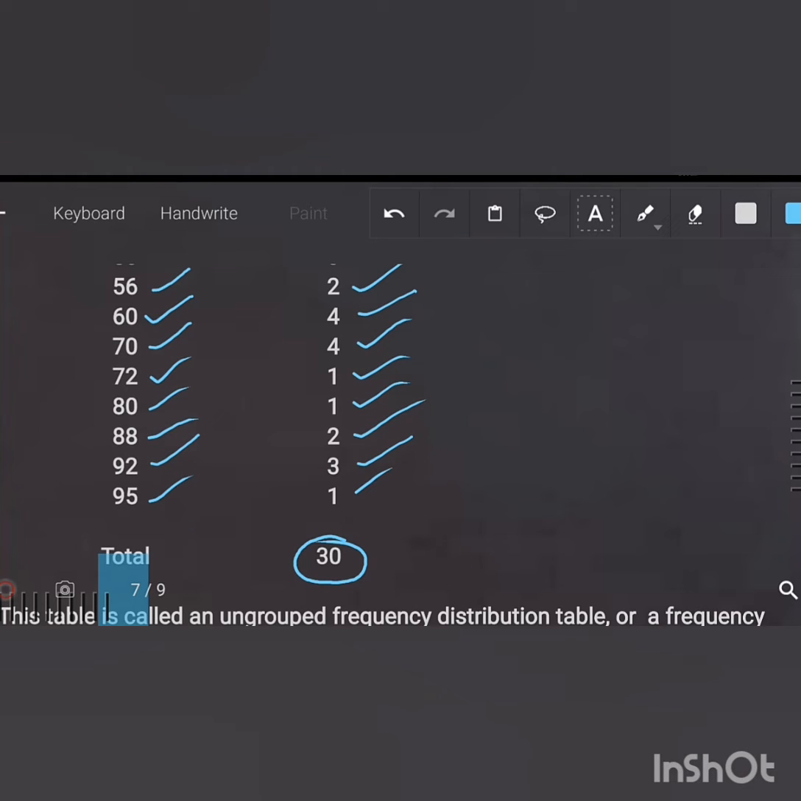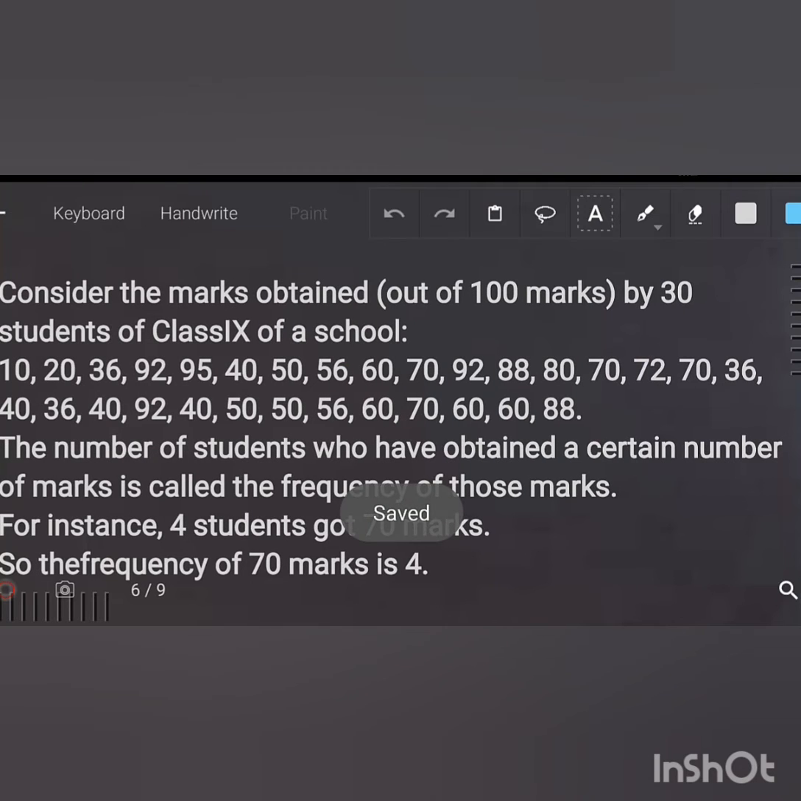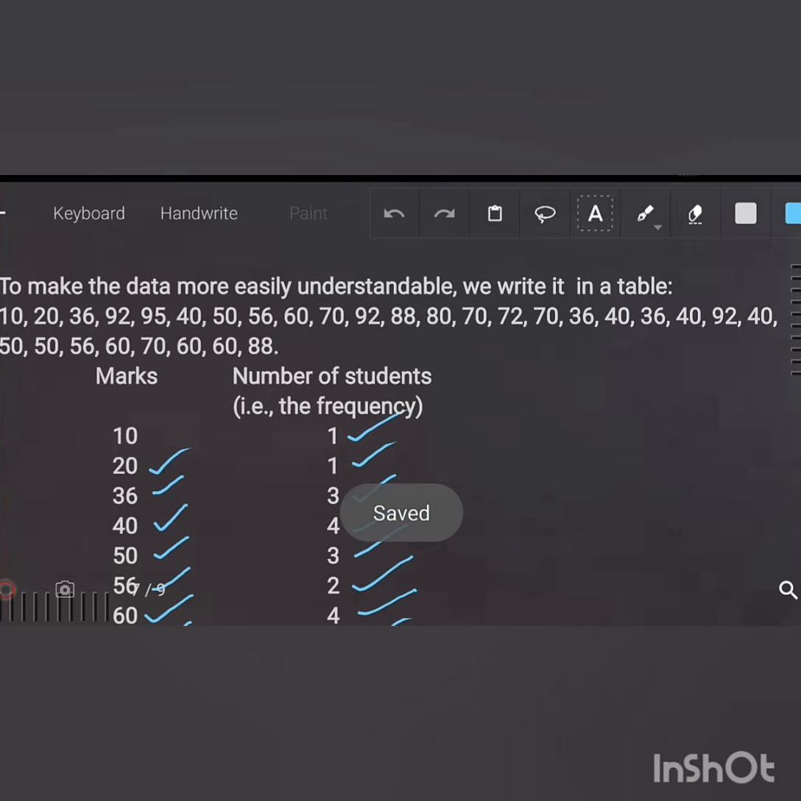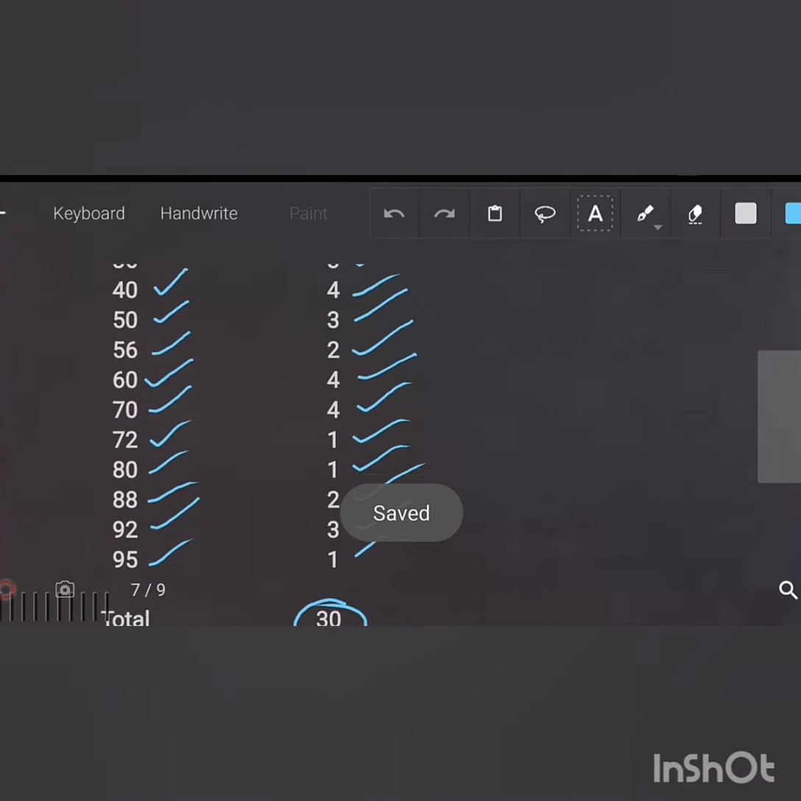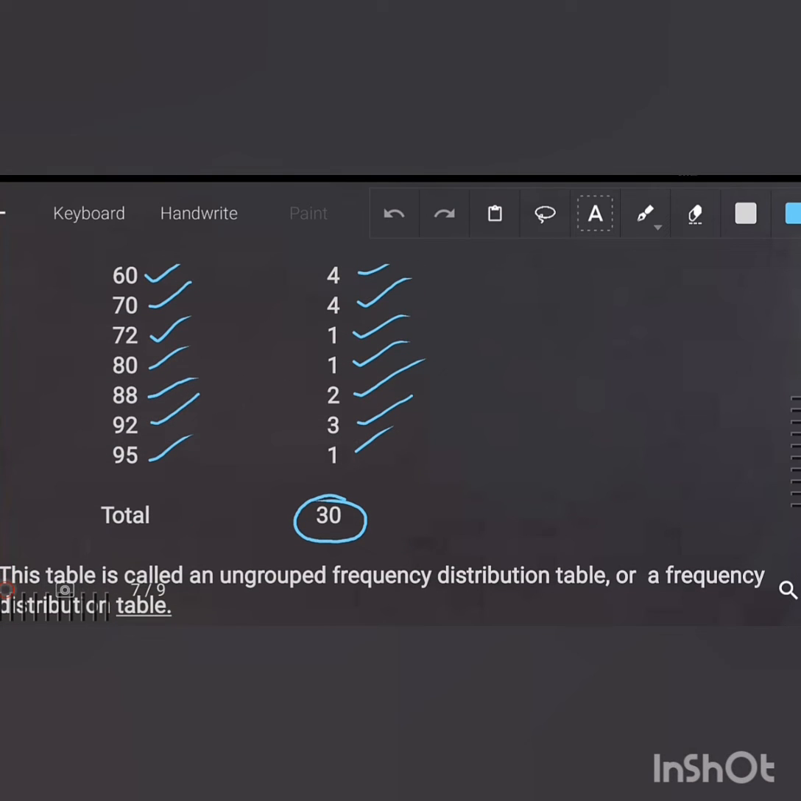The total number of students is obtained by adding up all frequencies, and we check whether this equals the number of students in the problem. Here it is 30. That means this table makes it easy to identify the students who secured the same marks. This kind of data is called an ungrouped frequency distribution.